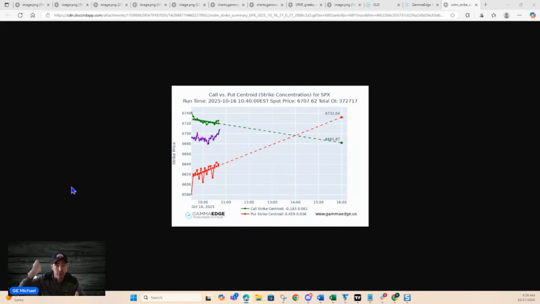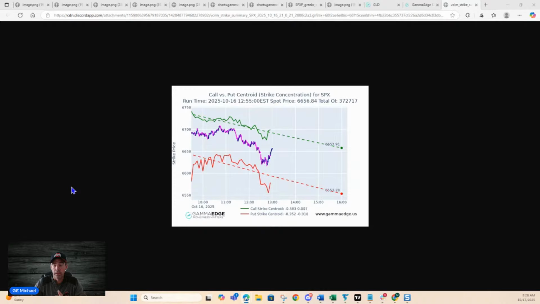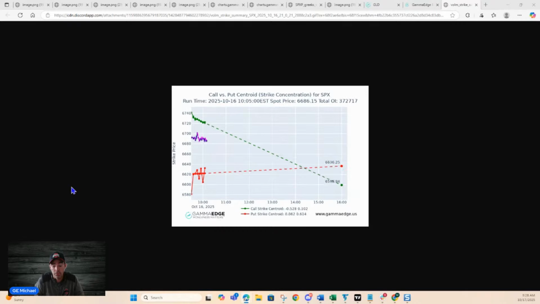If you have a roller coaster P&L, and I always encourage everybody to document their trades and document their P&L, it will really be eye-opening in how you want to develop as a trader. And that's what we try to do at Game Edge. We want to smooth out that P&L curve with multiple strategies, right?